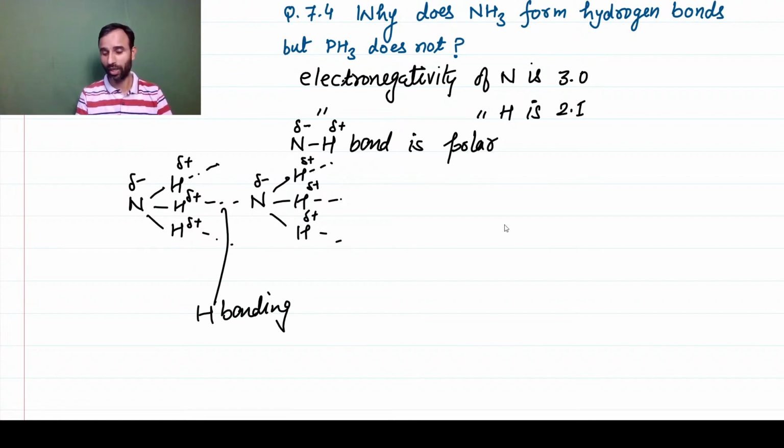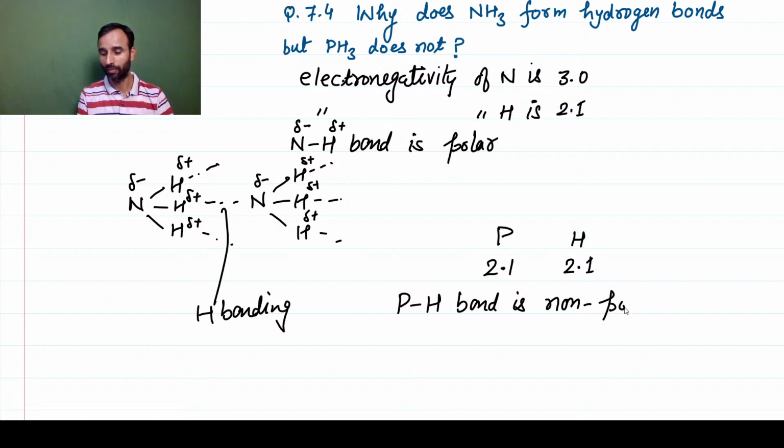Okay, but now come to PH3. So in PH3 there is phosphorus and hydrogen. Electronegativity of phosphorus is 2.1 as well as hydrogen, it is also 2.1. That means the P-H bond is non-polar. So see, the P-H bond is non-polar, the N-H bond was polar, right? That's why PH3 does not form hydrogen bond.